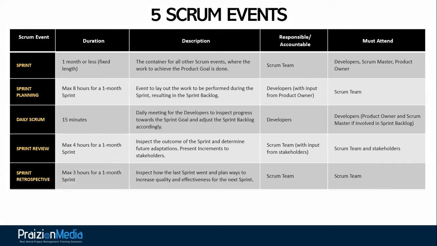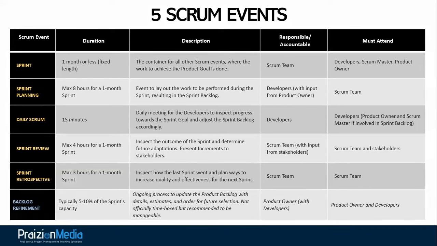All right, let's talk about the sprint retrospective. The sprint retrospective is 3 hours for a 1 month sprint. We're talking about 45 minutes per week of sprint, if you will. So our goal here is to inspect how the last sprint went and plan ways to increase quality and effectiveness for the next sprint. Responsible and accountable is the Scrum team. Must attend is the Scrum team. I usually advise young teams to begin taking the facilitation duties in turns, right? So it's not going to be Phil next week. It's going to be someone else. And then next week, someone else. And we use this as an opportunity to build and develop synergy.